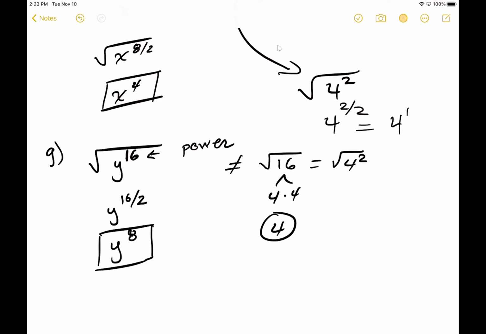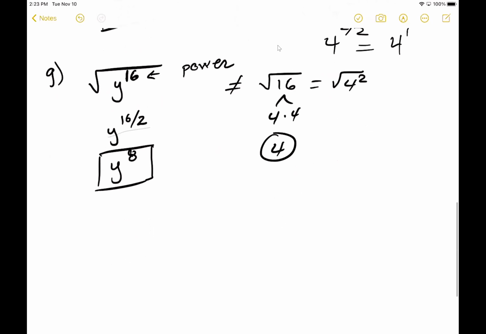A lot of my students see that y to the 16 and say, oh, the square root of 16 is 4, so the answer is y to the 4. That is not right, because the 16 is the power, and to simplify the power you just need to divide that by 2. The power does not have to be a perfect square. If I give you something like z to the, let's say, 22, 22 is not a perfect square. 25 is a perfect square. So we don't care if this power is a perfect square or not.